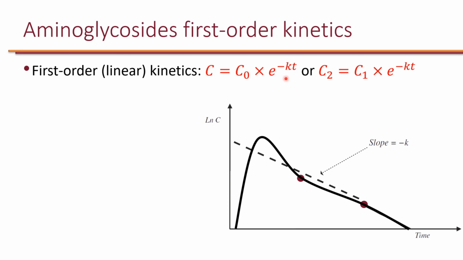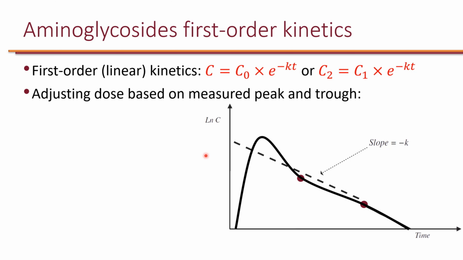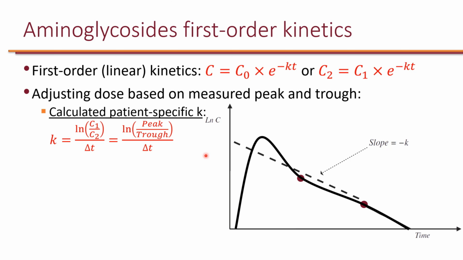And the T is the time between the initial concentration and the final concentration. Another way of saying this is that C2 equals C1 times e to the negative KT. It's just a matter of how you label it. You can adjust the dose based on the measured peak and trough, or the two levels that you have, by calculating a patient-specific K. And the way that you calculate the patient-specific K is by rearranging that equation to solve for K.